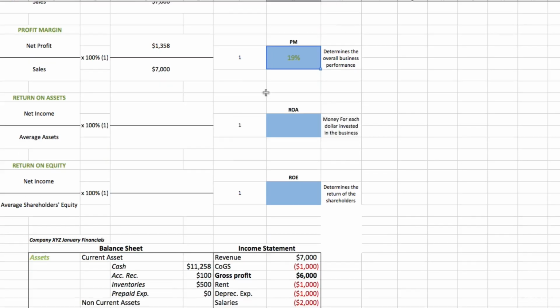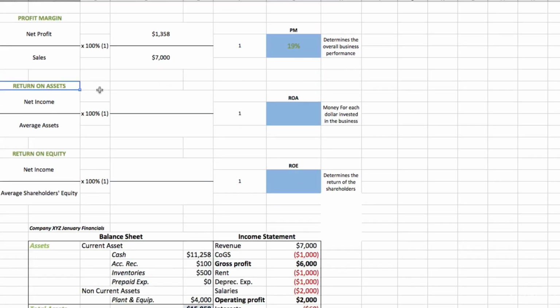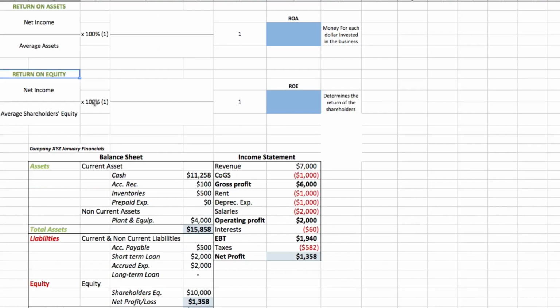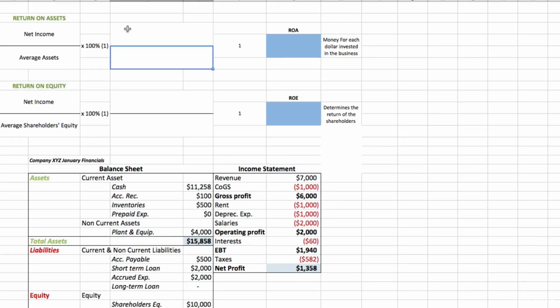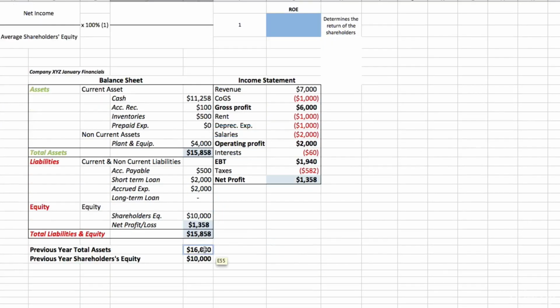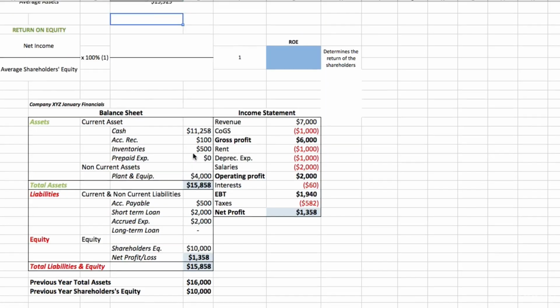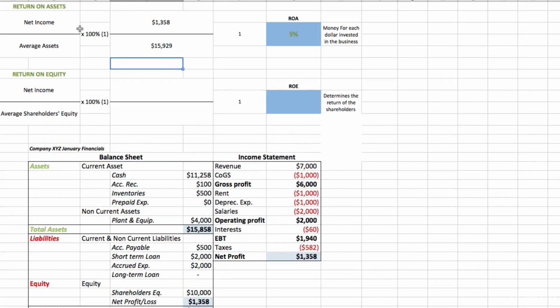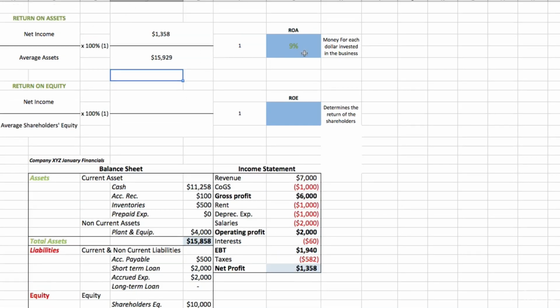Now, let's look at the other two ratios, the return on assets and the return on equity. As you can see, those ratios put in comparison the income statement and the balance sheet. Our return on assets is given by the net income that we get from our income statement, and then our average assets, which are given by the total assets in the previous year plus the total assets in the current year, and then we divide this amount by 2. And that's how we get our average assets. Now, as you can see, the return on assets here is 9%. It's a very good one.